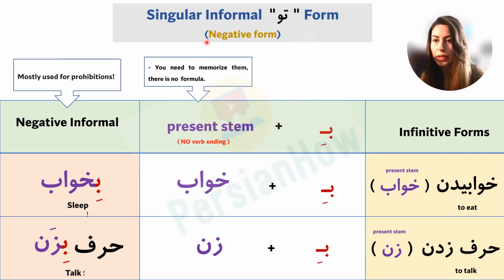Now let's go over the negative form of it, which is mostly used for prohibitions. So back to these two verbs. For the negative, we need to replace be with na. So بخواب changes to نخواب, which means don't sleep or don't go to bed. The same here, be will be replaced with na. So حرف بزن, the بزن part changes to نزن, حرف نزن, which means, for example, don't talk or don't speak.